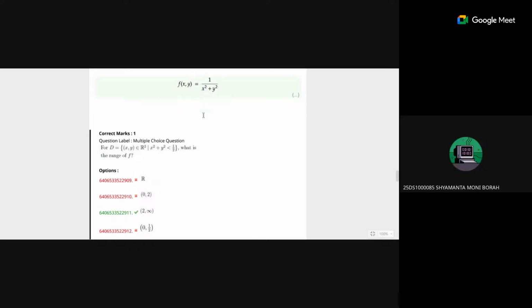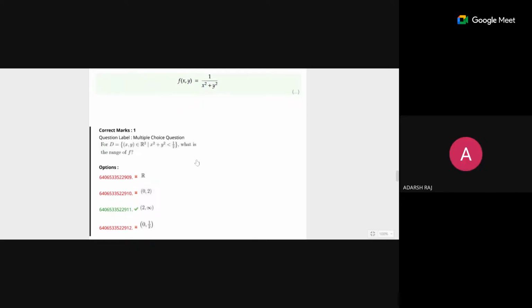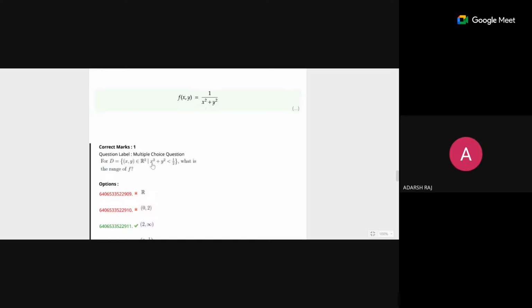Just greater than 2. So the minimum value will be what? This will be 2, right? If you take 0 comma 0, yes, 2. So first look at what the minimum value is.